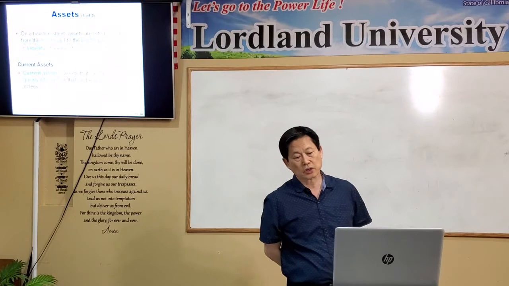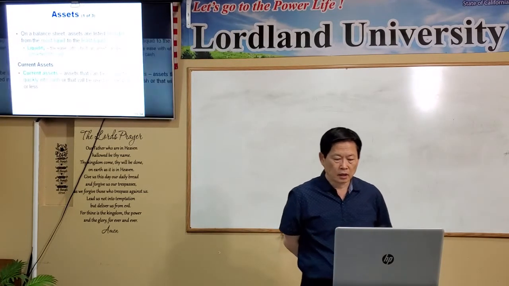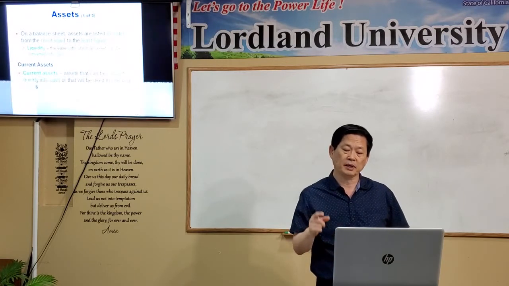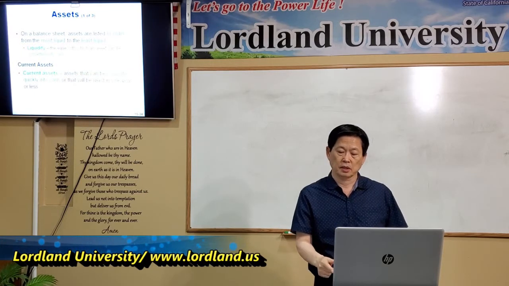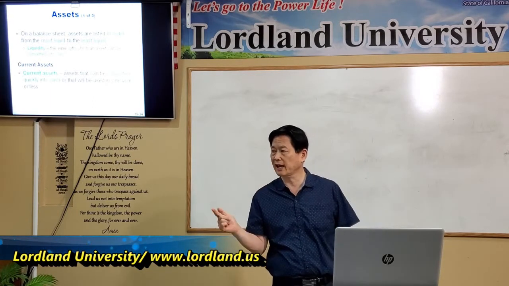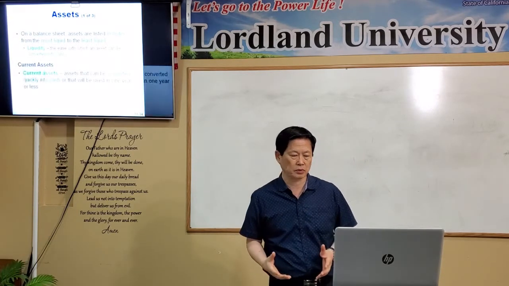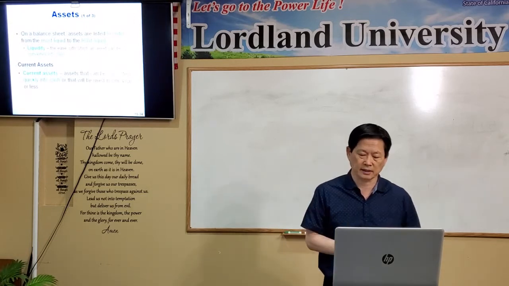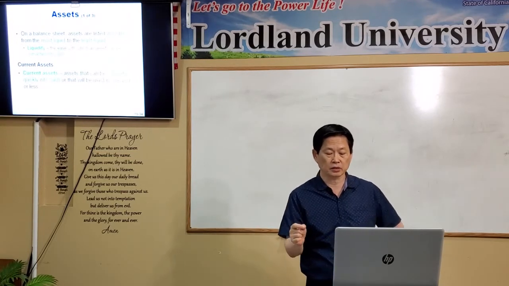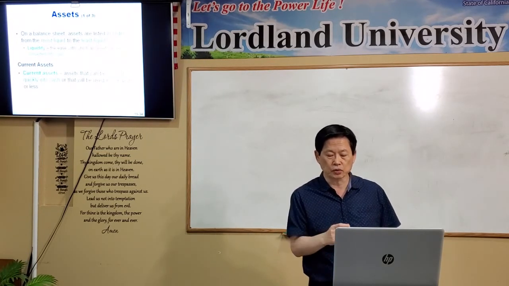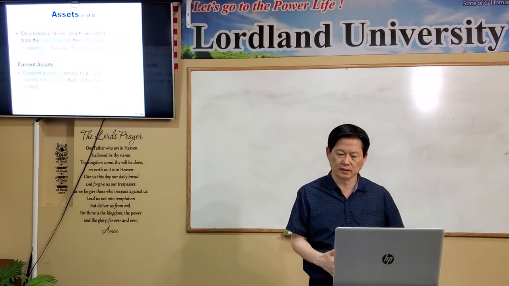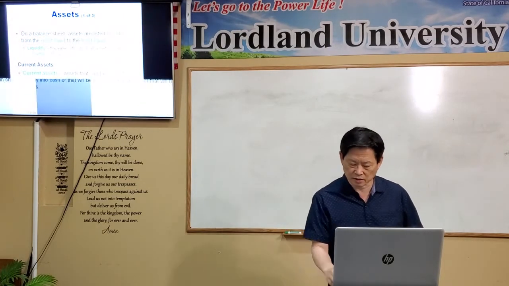Okay? What is the meaning of liquidity? Liquidity is the ease with which an asset can be converted into cash. The asset can be converted into cash as quickly as possible. That is the definition of liquidity. Current asset is an asset that can be converted quickly into cash and that will be used within 1 year or less than 1 year. That is the definition of the current asset.